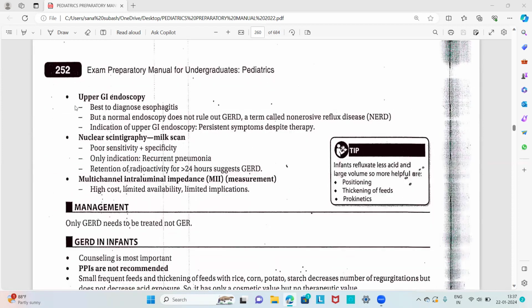Then upper GI endoscopy is best to diagnose esophagitis, which is due to the continuous influx of gastric contents into the esophagus, causing esophagitis. Therefore, to diagnose esophagitis, we have to go for upper GI endoscopy. But a normal endoscopy does not rule out GERD. A term called non-erosive reflux disease exists. So, in the absence of esophagitis, one cannot rule out GERD. An indication for upper GI endoscopy is persistent symptoms despite therapy.